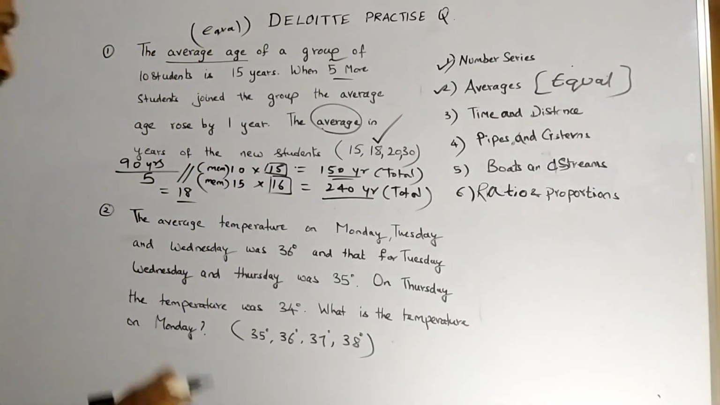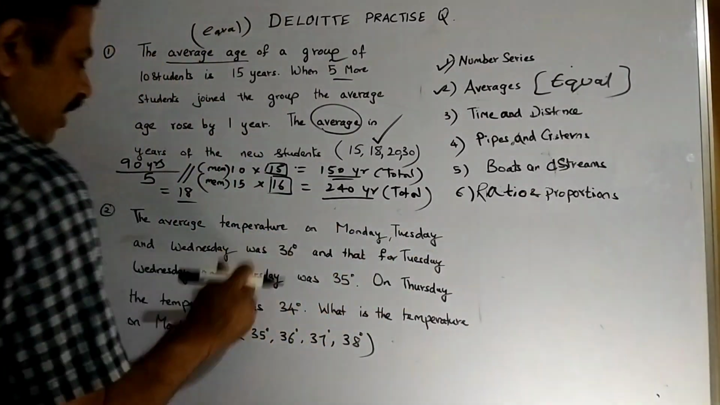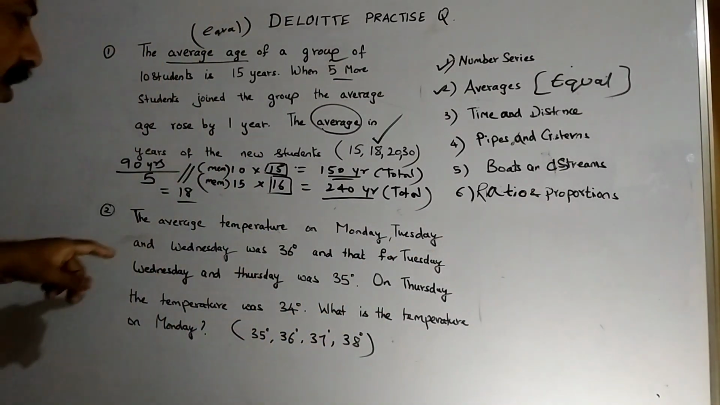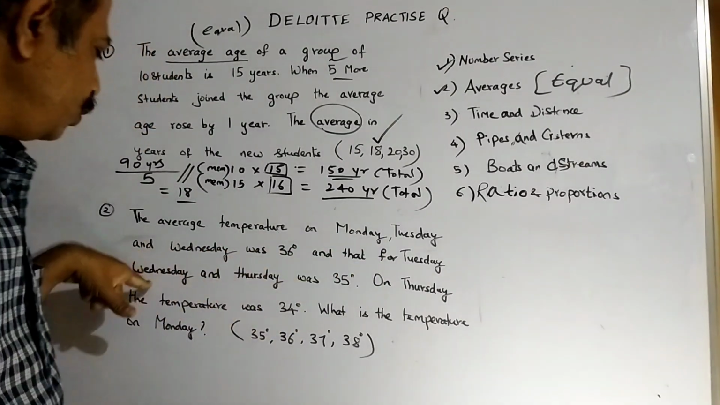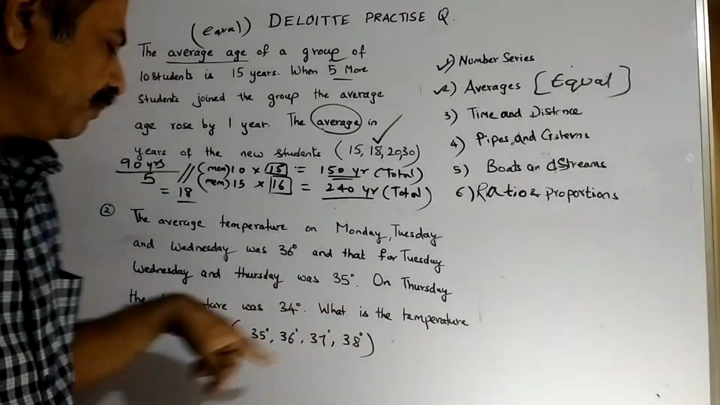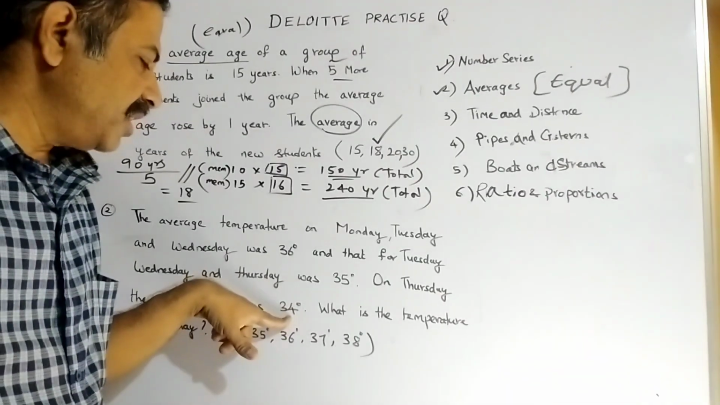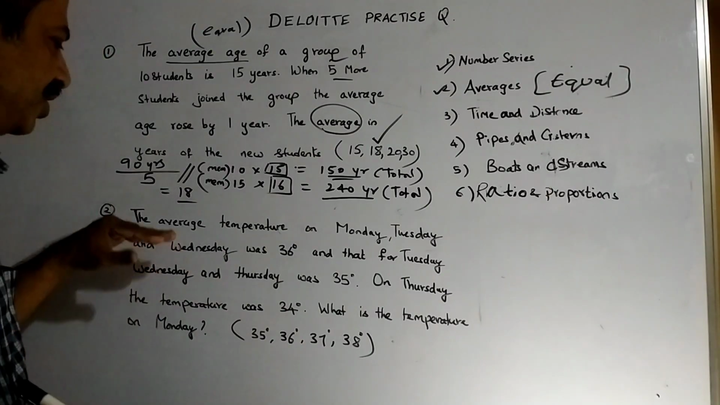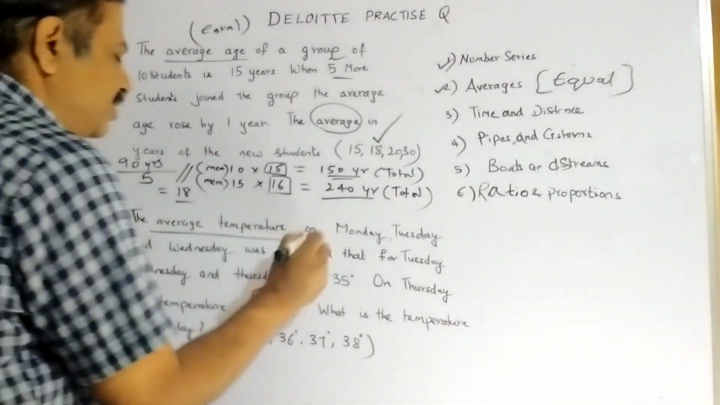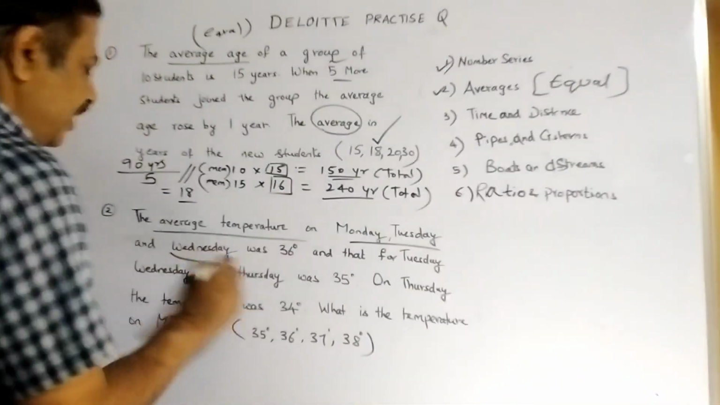On Monday, Tuesday and Wednesday, the average temperature was 36 degrees, and for Tuesday, Wednesday and Thursday it is 35. On Thursday, the temperature was 34 degrees. What is the temperature on Monday? So let me reread the question. The average temperature on Monday, Tuesday and Wednesday.